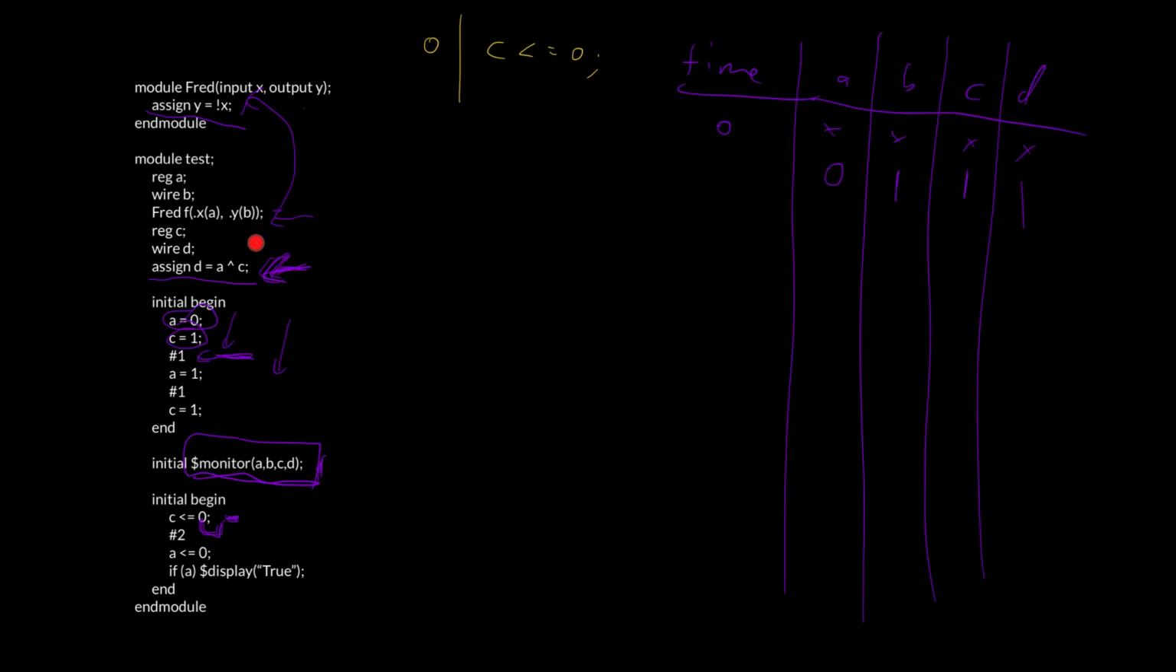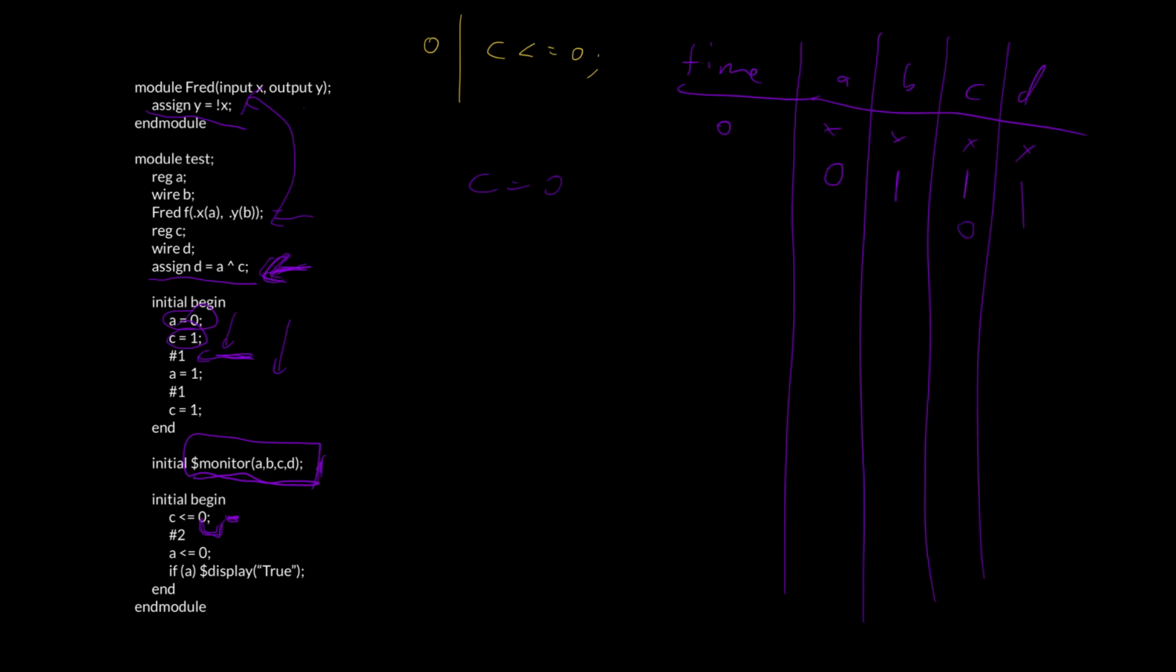Because we've done all the active events we can up until this point here at the current simulation time, we now move on to the non-blocking events. So all the non-blocking events now become active events. We only have a single non-blocking event, but that becomes an active event. The active event is C equals 0. And so we do that. We set C equal to 0.